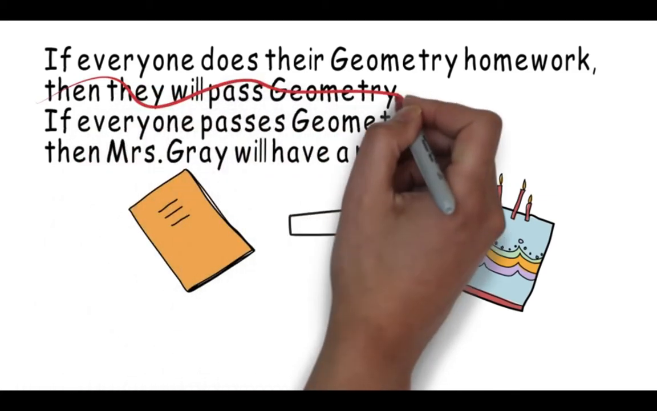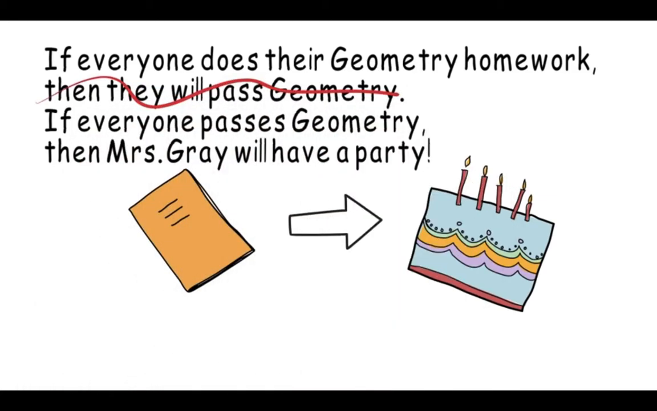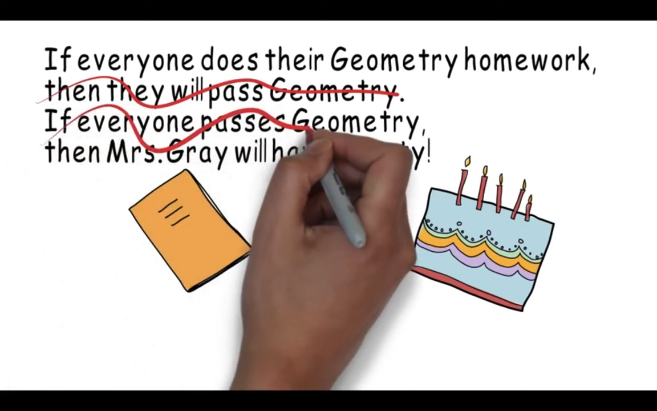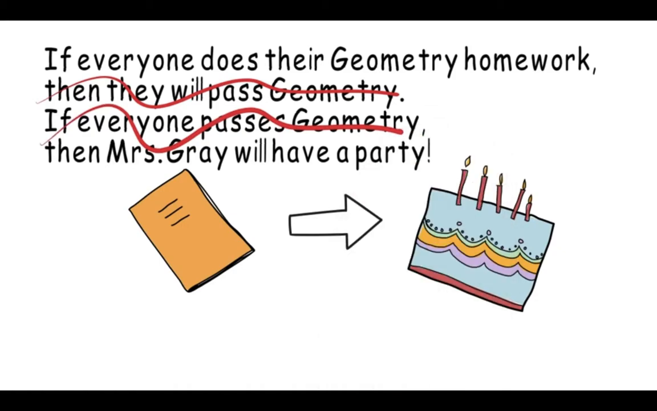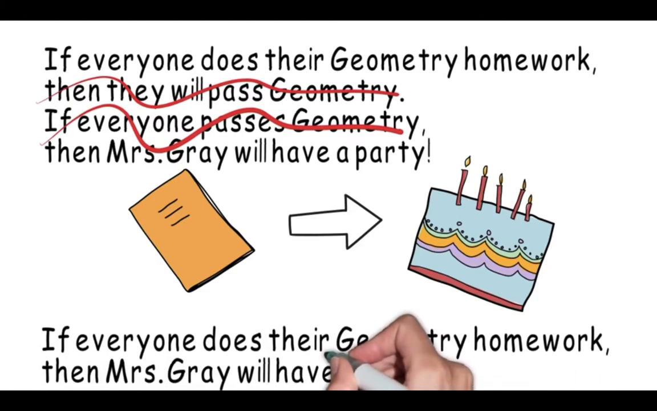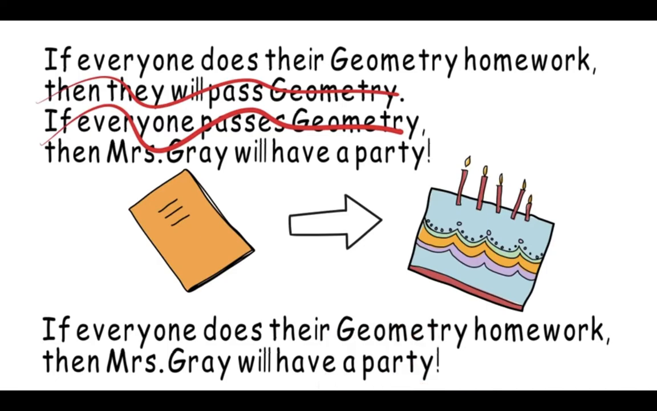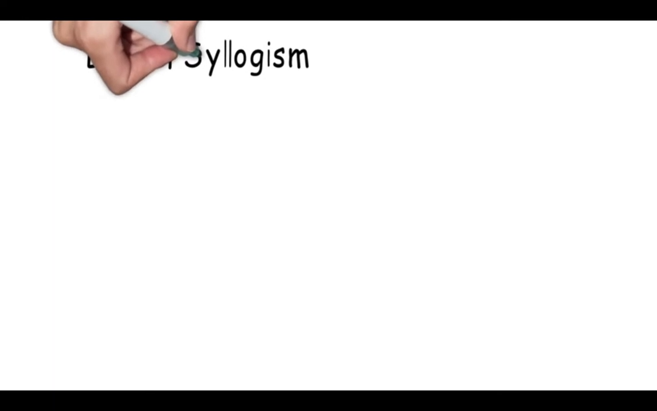Well, let's look again at our original statements. There is a match. We have a conclusion that then we will pass geometry, and another match, if everyone passes geometry. Well, we basically have just crossed those out and combined our hypothesis that we started with and our conclusion that we ended with. We just crossed out the matches and combined what's left over. If everyone does their geometry homework, then Mrs. Gray will have a party.